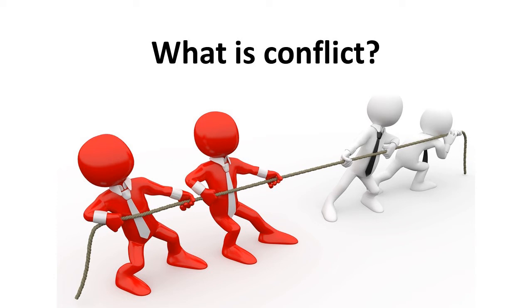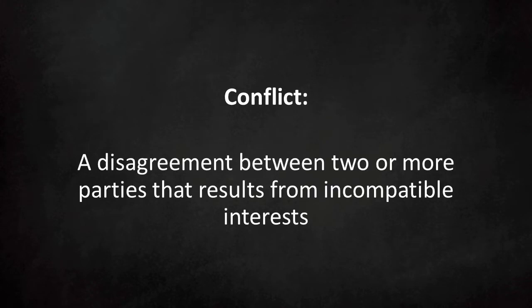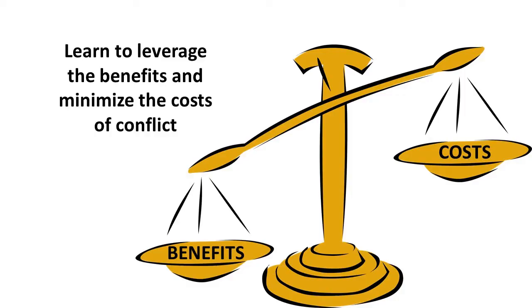What is conflict? Conflict is a disagreement between two or more parties that results from incompatible interests. The traditional view is that conflict is destructive, but some conflict is valuable to the work environment. The goal for managers is to learn how to leverage the benefits of conflict while minimizing its costs.